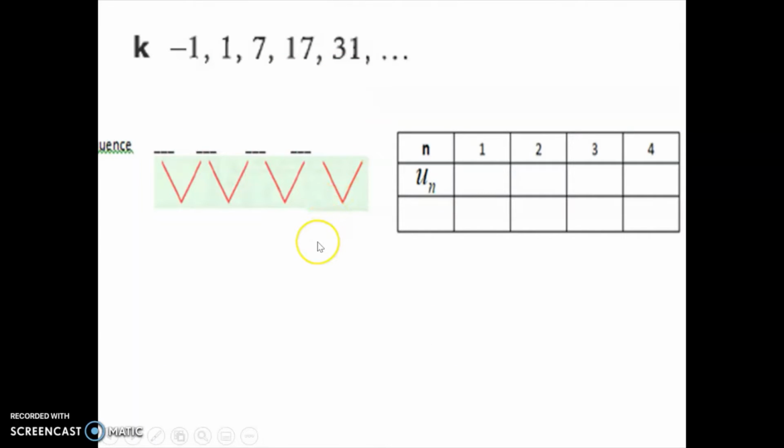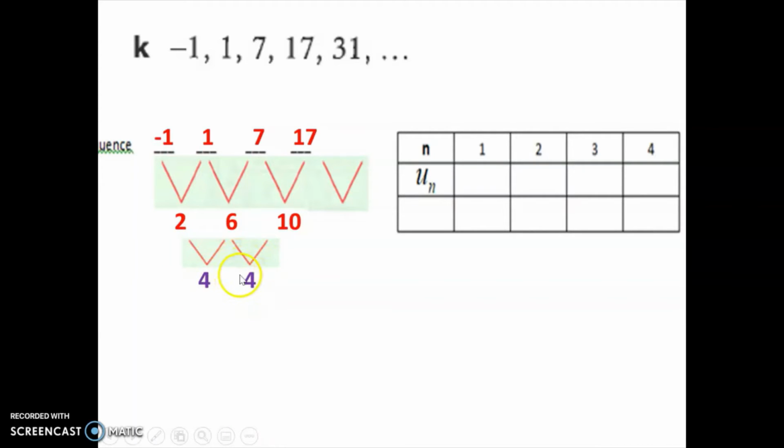So let's see if we can create rules for K, E, and L. Here's K. Give it a try. What would be the rule for this one? Let's take a look. Here's our sequence. We have a first difference like this. Therefore, our second difference is a constant value of 4. That constant value at our second difference tells us it's quadratic.